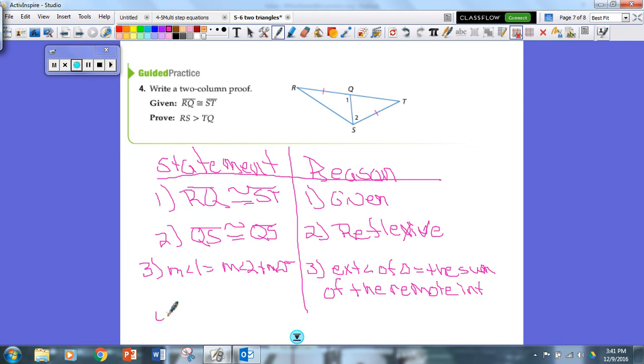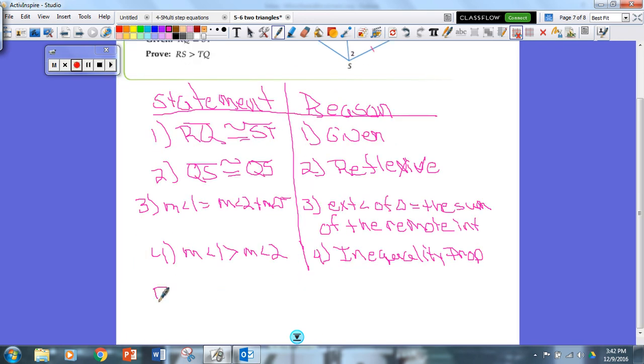And then I know that the measure of angle 1 is greater than the measure of angle 2 because of inequality properties. And if I know the measure of angle 1 is greater than the measure of angle 2, I know that RS is greater than TQ because of the hinge theorem. And then, of course, do not forget your therefore.